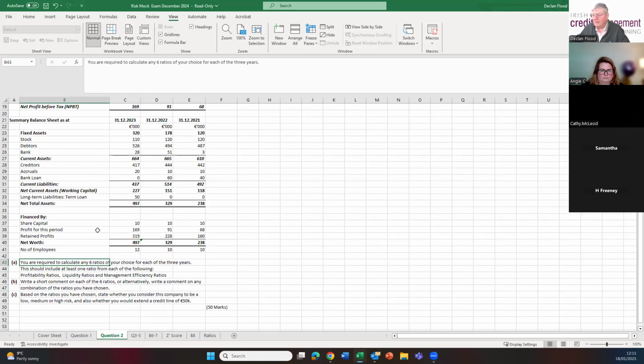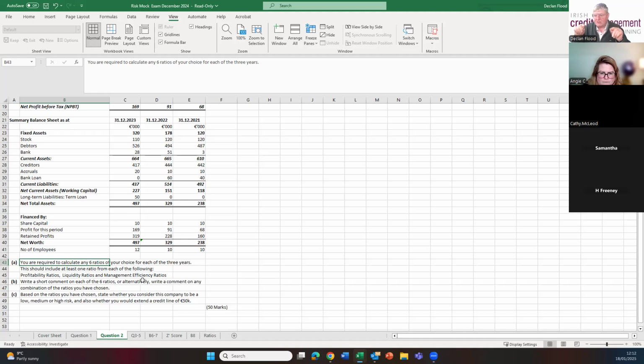So how do we calculate any 6 ratios of your choice for each of the 3 years? That's number 1. So that effectively is 6 ratios, 3 companies, it's 18 sums. Okay, so that's what you're required to do for part A.